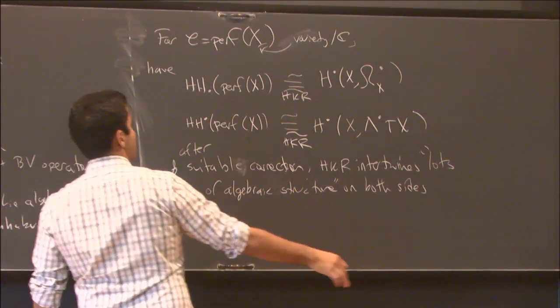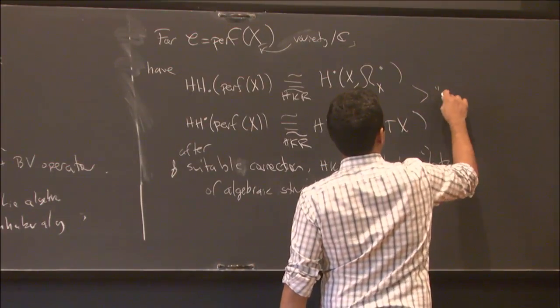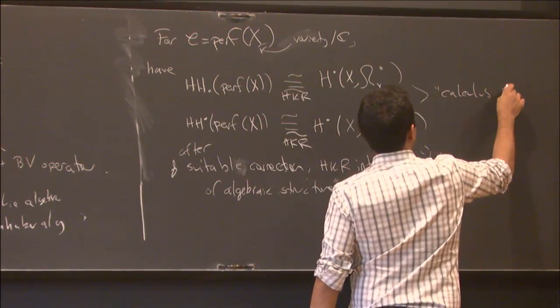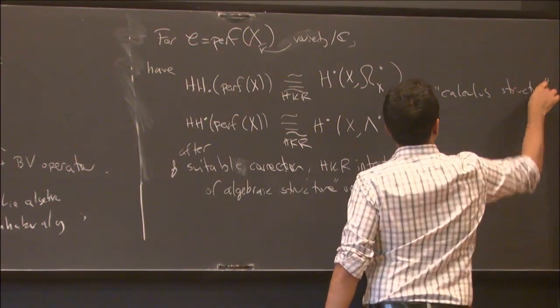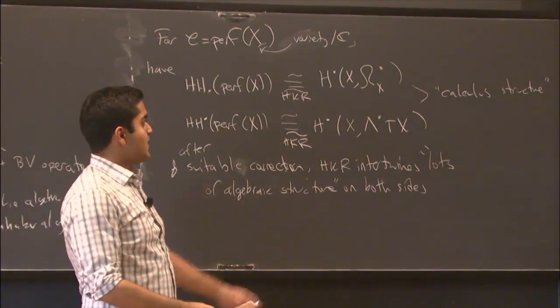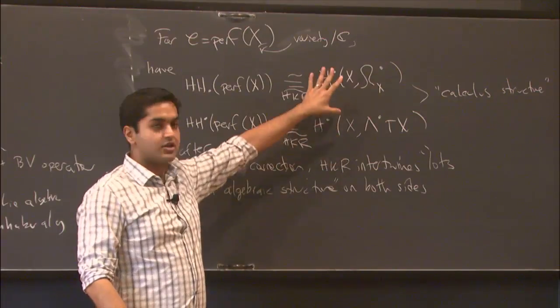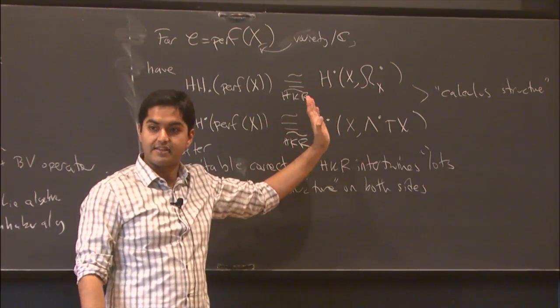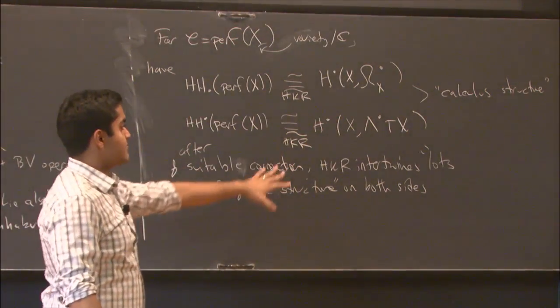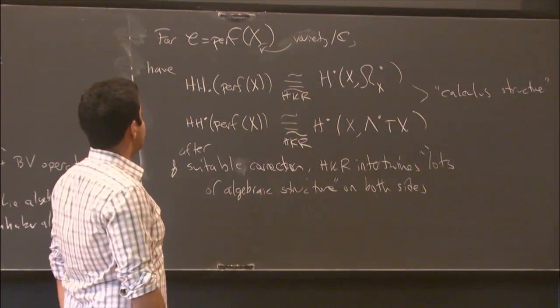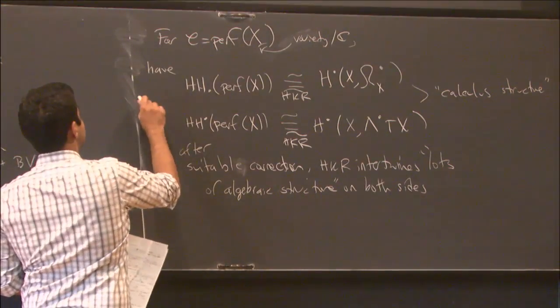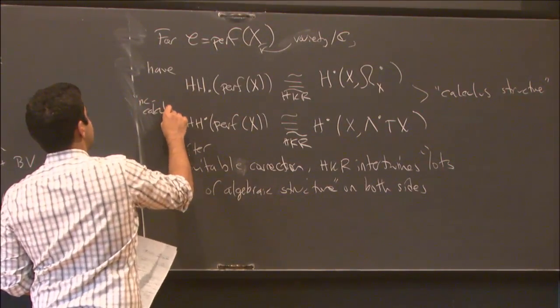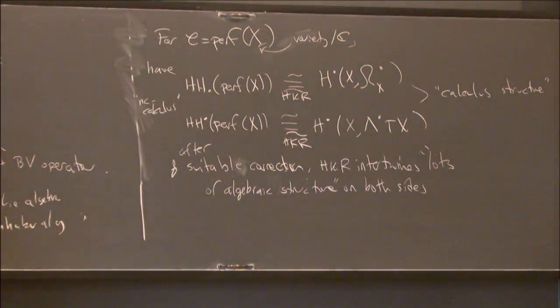But let me just say on this side we have sort of what you might call a calculus structure. Okay, so I'll just say that in words. You have forms, you have vector fields, you can contract forms against vector fields, you can take Lie derivatives, things like that. You can take brackets of vector fields, etc. And over here we have what might be called the non-commutative calculus of a DG category. And that includes some of the structures I've described here.